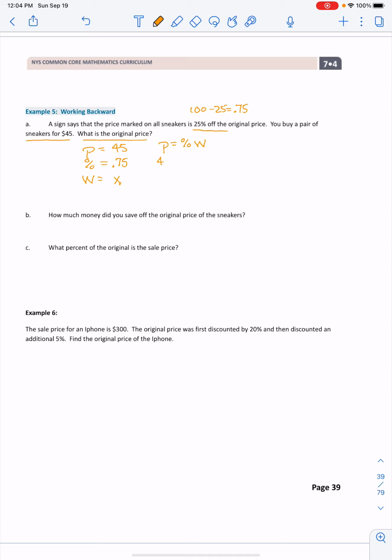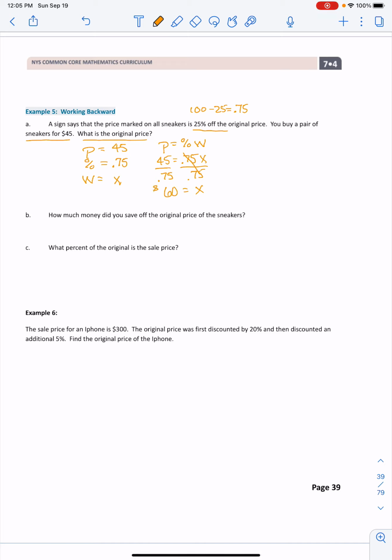So we have 45 equals 0.75 times X. So we're going to divide both sides by 0.75. So X equals, and we take our calculators and divide 45 divided by 0.75, we get $60. So the original price was $60.